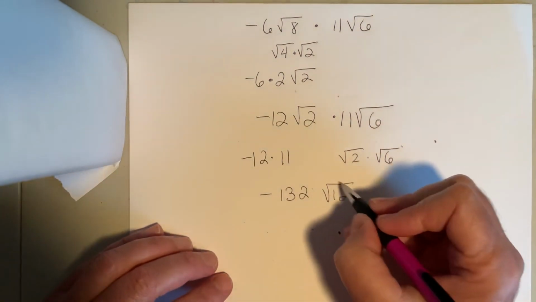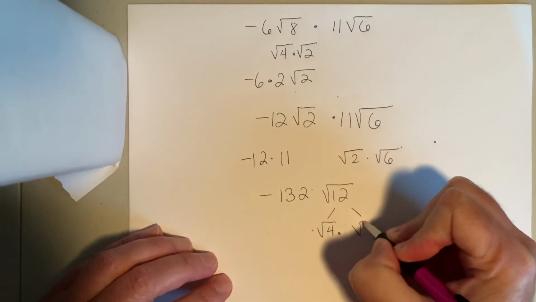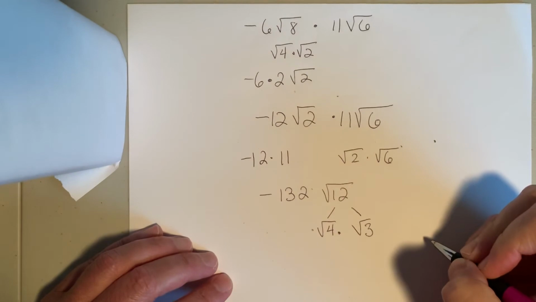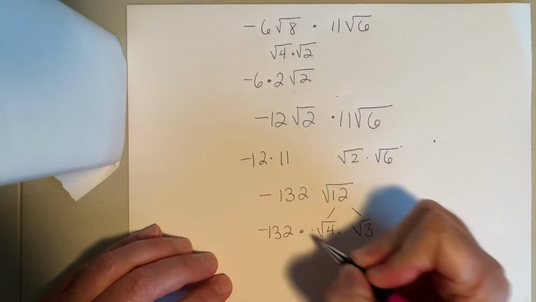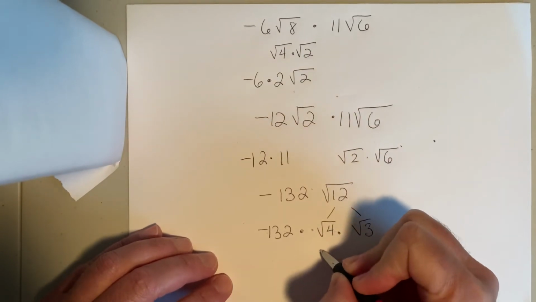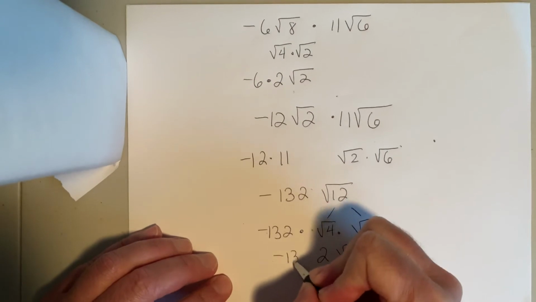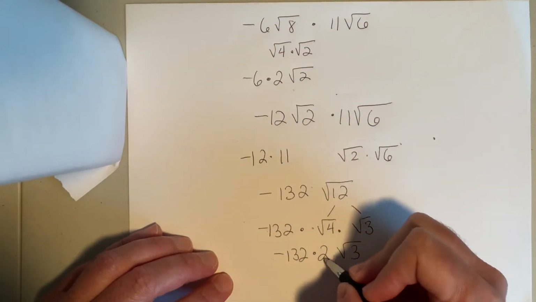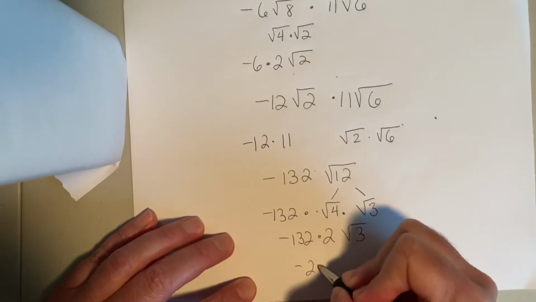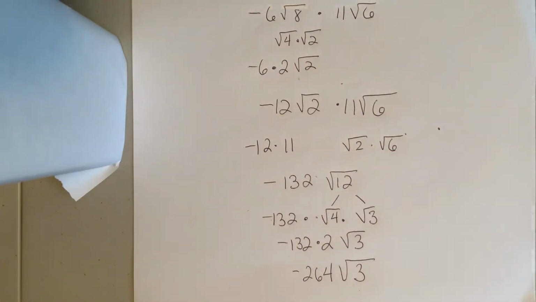This radical 12 can be broken down to radical 4, radical 3. And then the -132, again, it's just waiting out here. And then radical 4 is 2, radical 3. And ultimately, when you get done, you have to take -132 times 2, which is -264 radical 3. And that's our final example for today.